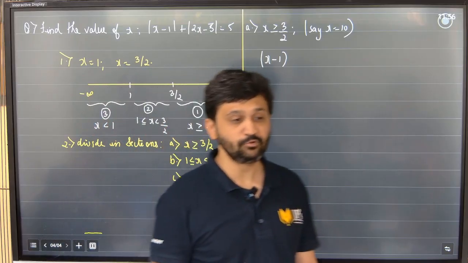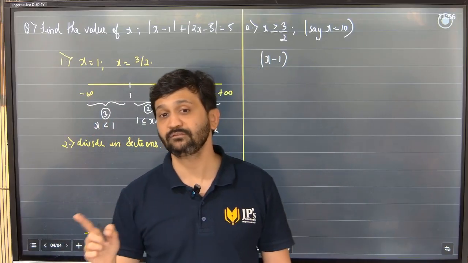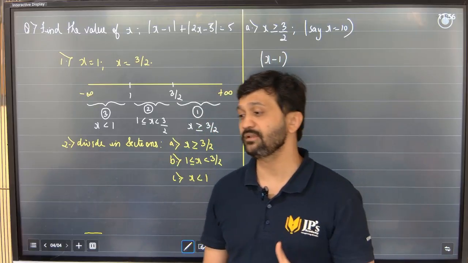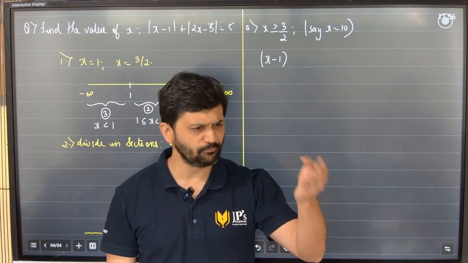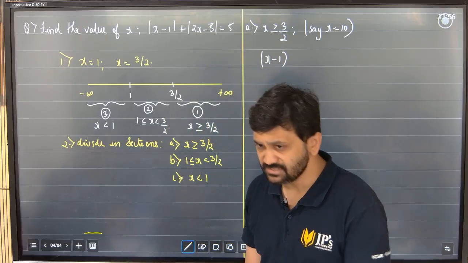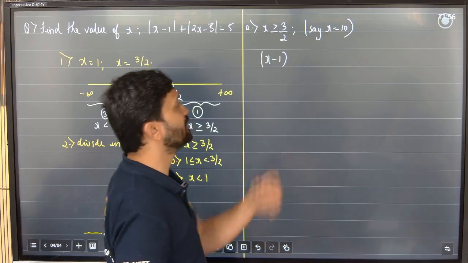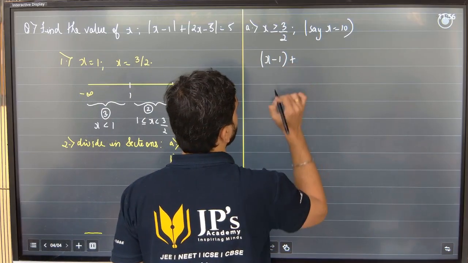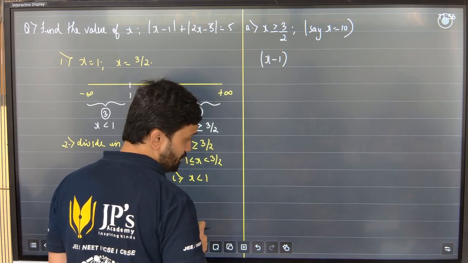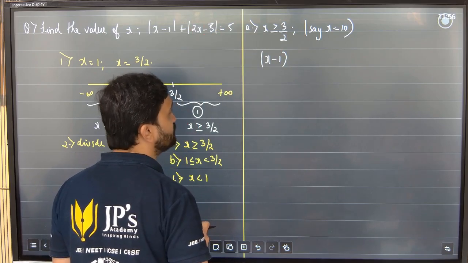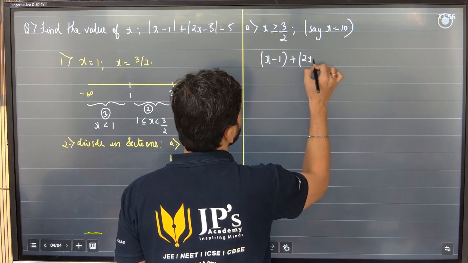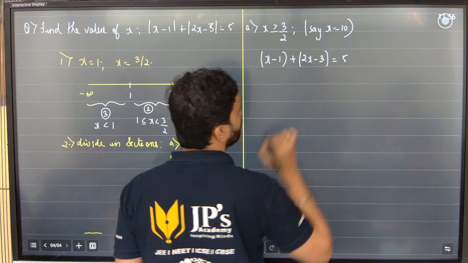I always told you, whenever you remove mod, you have to replace it with positive or negative. Here the condition is x has to be greater than or equal to 3 by 2. So I took a number which is greater than 3 by 2. You can take 2 or 3, I took 10. If I take x as 10, I get my first bracket as positive, plus. In the second bracket, the second mod, if I take x as 10, will I get a positive or negative answer? I'll get a positive answer. So 2x minus 3 is equal to 5.